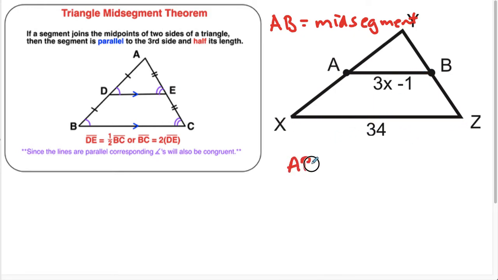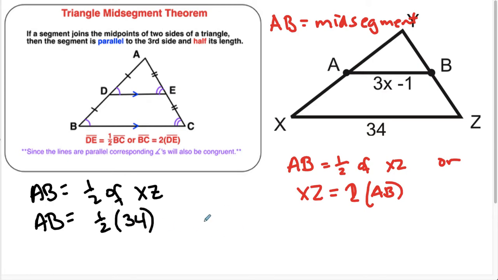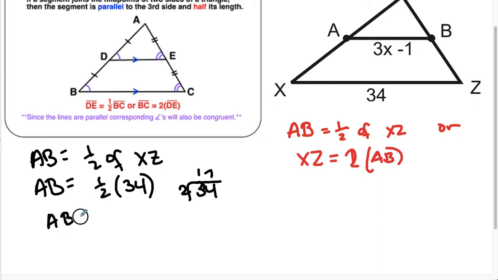So you can think about it two ways. AB is half of whatever XZ is, or you can say XZ is equal to 2 times whatever AB is. So I'm going to go with the first one. It says that AB is half of whatever the length of XZ is. So that makes AB half of 34. If you divide 34 by 2, you get 17. And so AB has to equal 17.